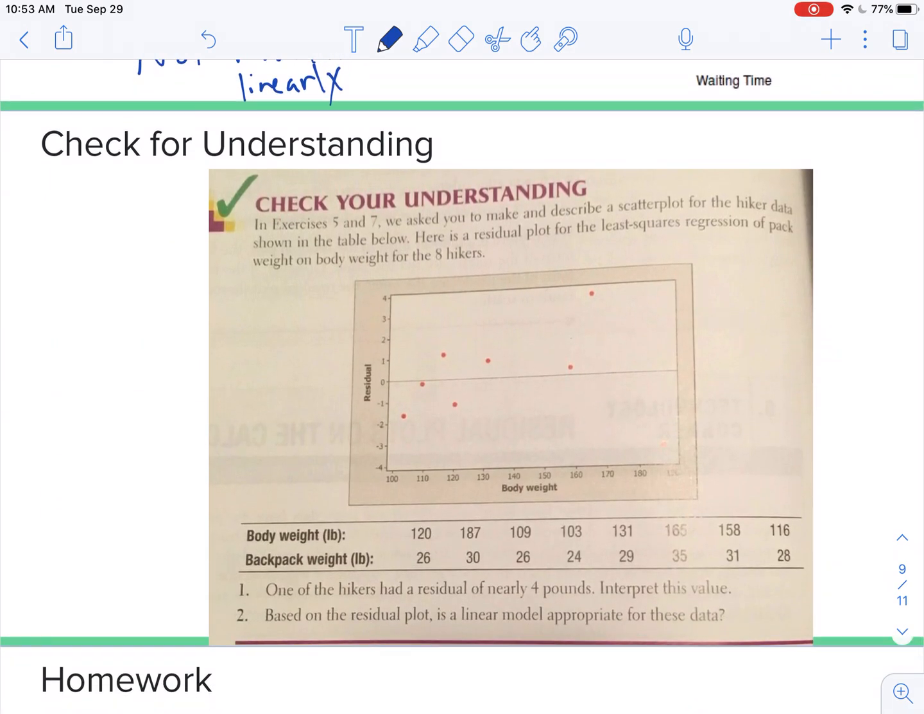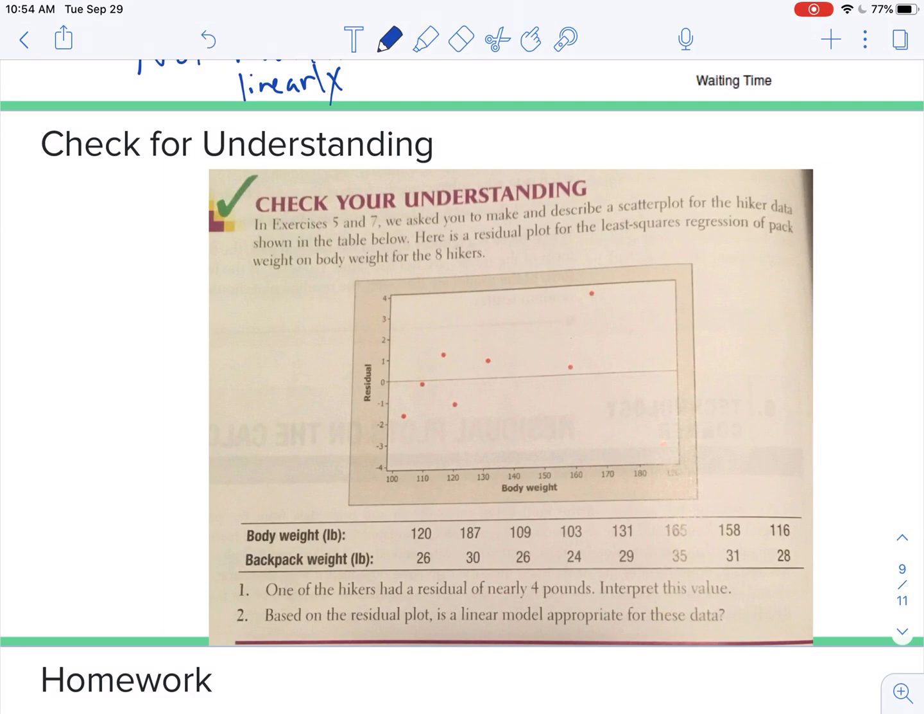So here we've got a brief check for understanding. We have this residual plot of the body weight of hikers versus the body weight of their backpack. One hiker had a residual weight of nearly 4 pounds. Interpret this value. So what this means is based on the body weight of the hiker, so based on this 165-pound hiker, we expected their backpack weight to be 4 pounds less than what they actually ended up with for a backpack weight. So here we can clearly see that we're talking about the 165-pound hiker.